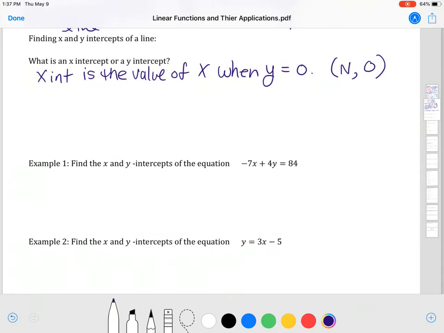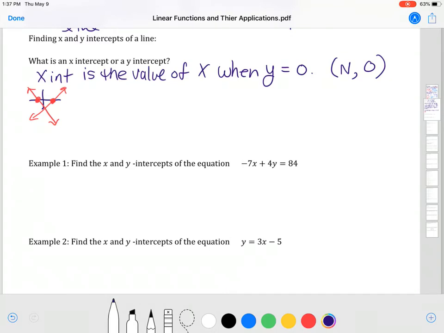and 0 for y. That is because if I graph a line, the place that it crosses the x-axis, my value of y is always 0. Even if I change my line, no matter where I cross on the x-axis, my value of y is 0.